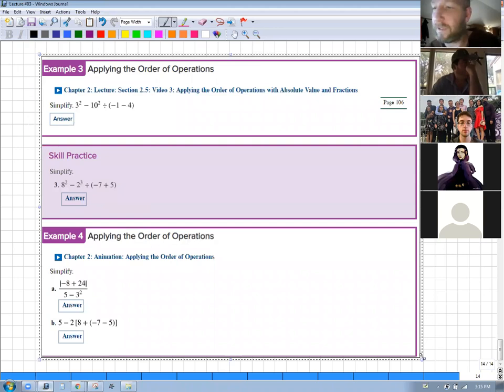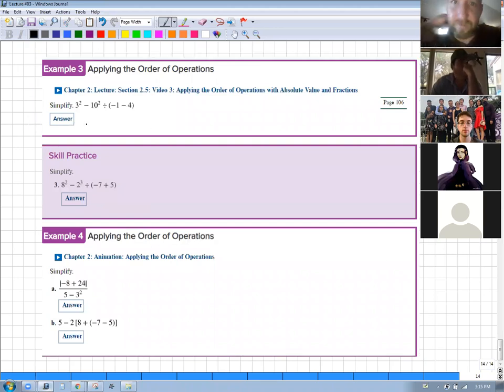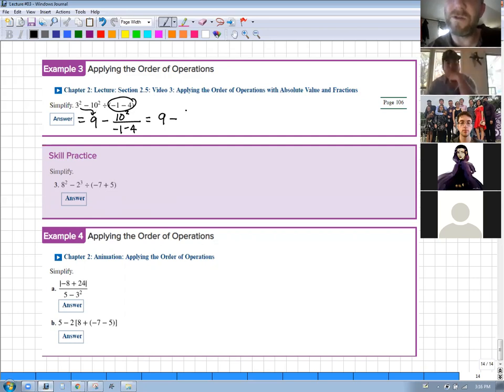All right, so watch that lecture video. So, all right, they want us to simplify 3 squared is 9. Then they have a minus 10 squared divided by negative 1 minus 4. All right, so this whole thing goes underneath the 10 squared, right? So it gives me a 9 minus, all right? 10 squared is 100. Negative 1 minus 4 is a negative 5.